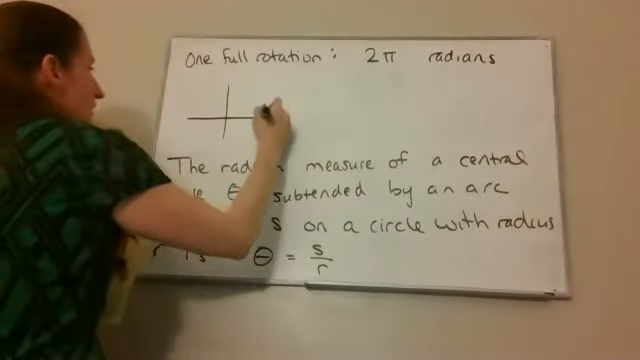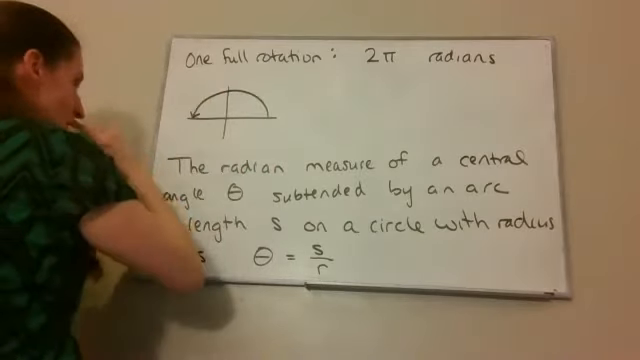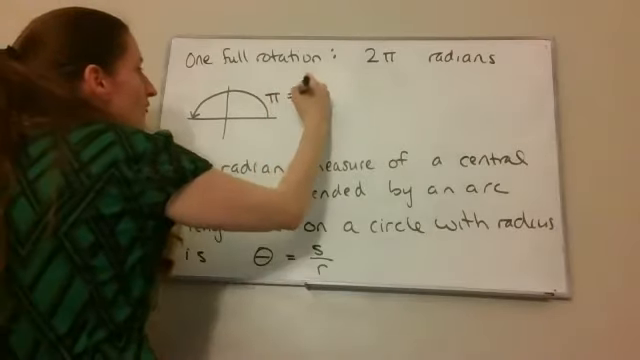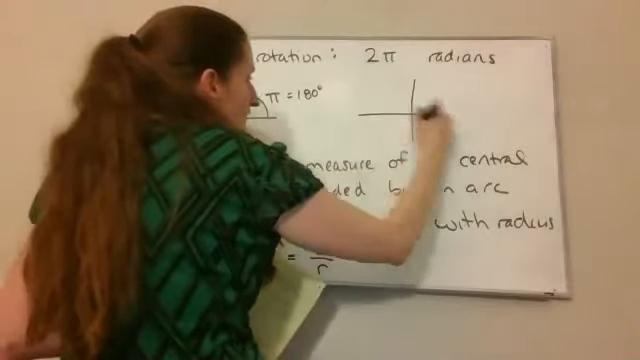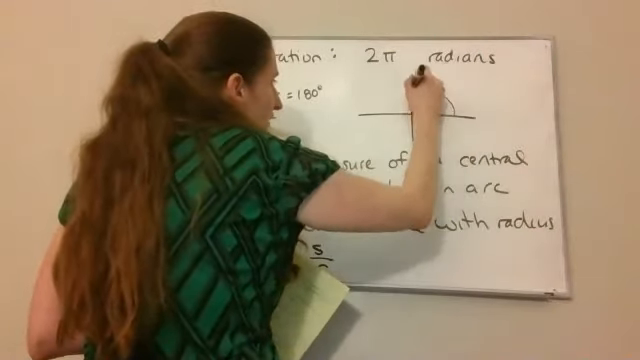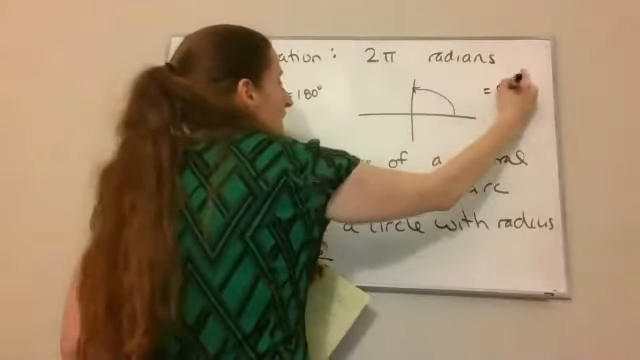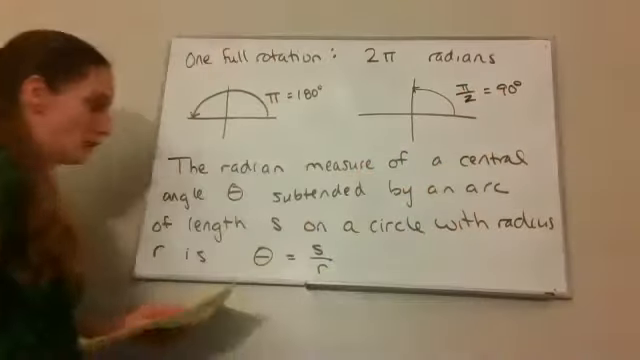And for example, this angle here that goes halfway around the circle, this angle is pi radians, which is 180 degrees. And our right angle, we know that's 90 degrees. In radians, this is pi over 2 radians.